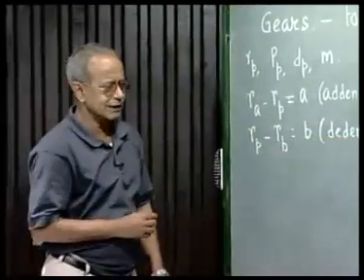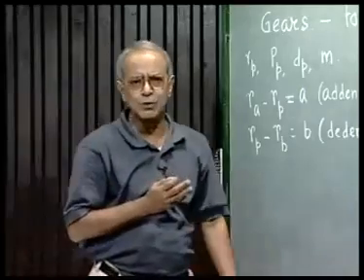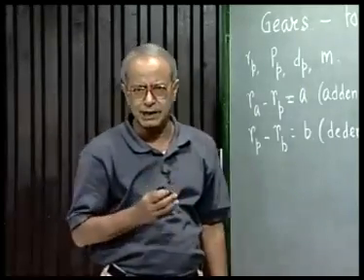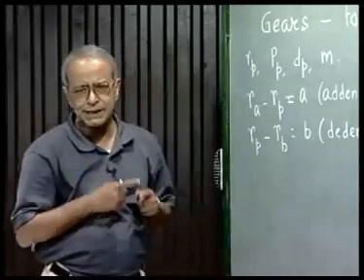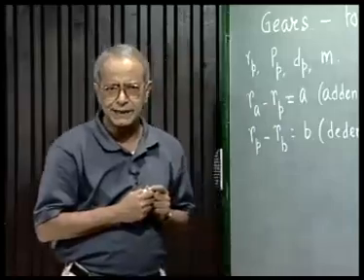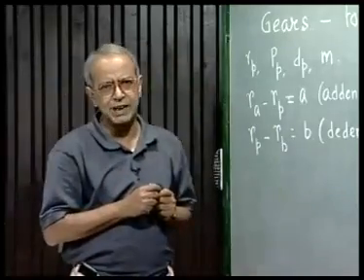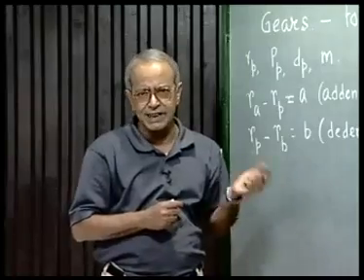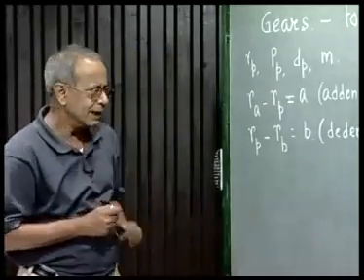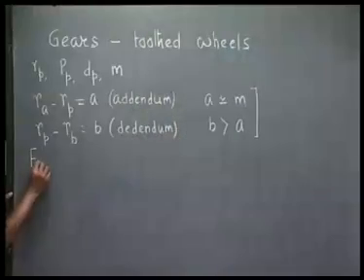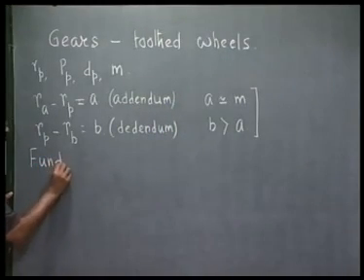Next, we should discuss what should be the tooth profile such that the constant angular velocity ratio is maintained. So we have a higher pair, there is a line contact between a pair of teeth of the mating gears. Now, what should be the tooth profile such that constant angular velocity ratio at every instant is maintained? This is what comes from what we call the fundamental law of gearing.